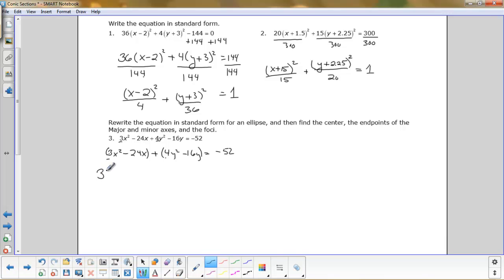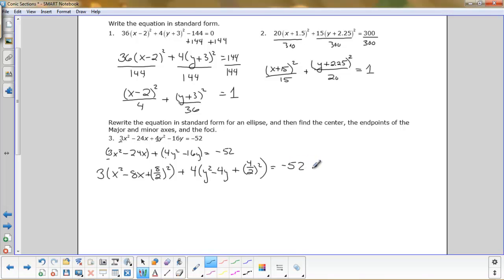So now I get 3 times x squared minus 8x, and here's where I'll just go ahead and skip the step of rewriting and go ahead and complete the square, plus 4 times y squared minus 4y plus 4 over 2 squared. Remember, the negative sign gets absorbed by your square, so that's why I don't bother writing it, equals negative 52.